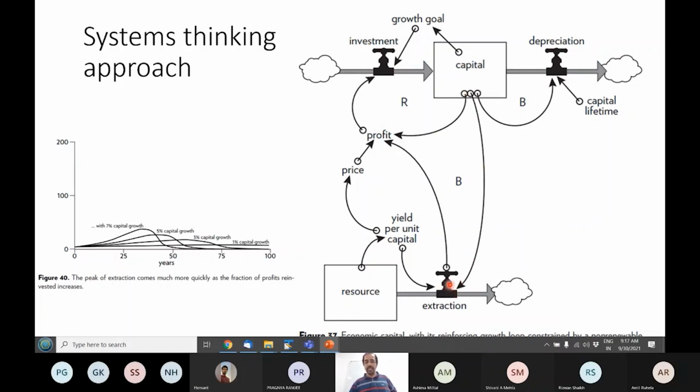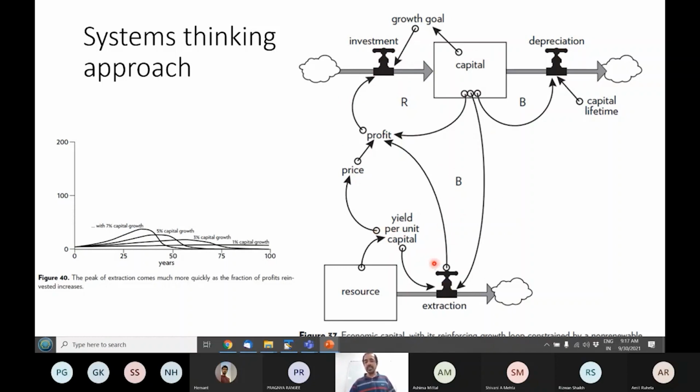This extraction rate also drives profit, and similarly the efficiency of your extraction technology drives how efficiently you're able to extract the resource, and ultimately it leads to profit. This profit is what also controls your capital growth. If you have a high profit, you will get a lot more investment, your capital will grow, and you will be able to drive extraction even further. So there is a positive feedback loop that you're seeing over here.